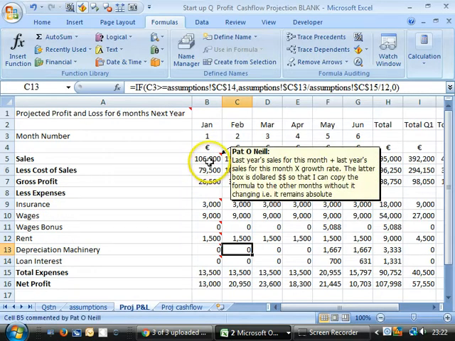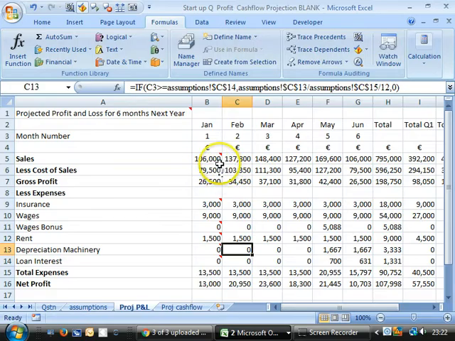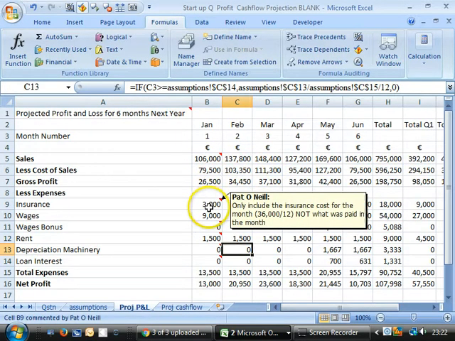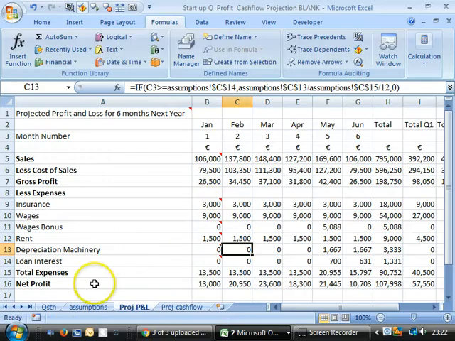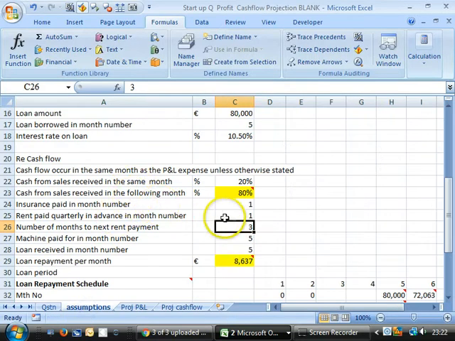For example, the sales in January, do we collect all that money in January, or do we get some of it in February, or do we get some of it in March? When do we pay out the insurance, for example? Do we pay it out 3,000 per month, or do we pay it half monthly, or do we pay it all in one lump at the start of the year or in the middle of the year? So we have to set out those assumptions.